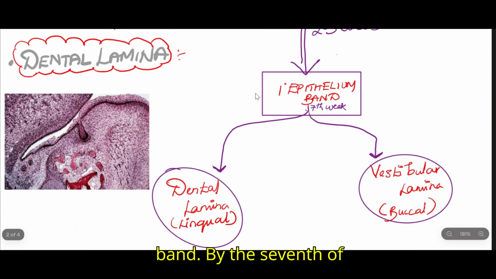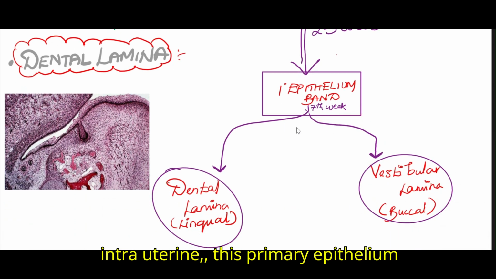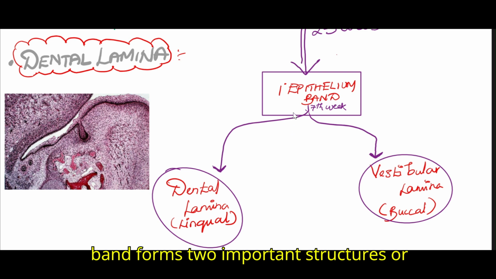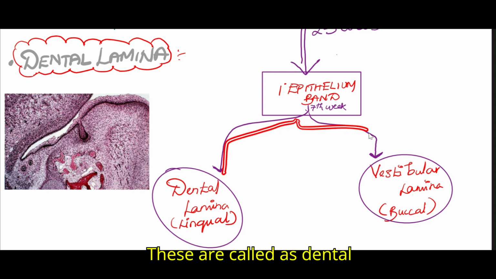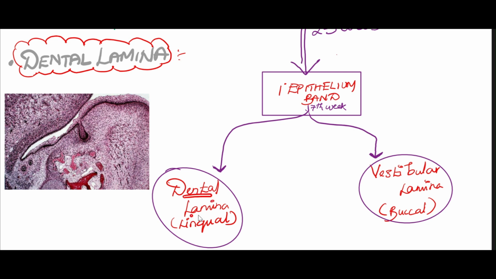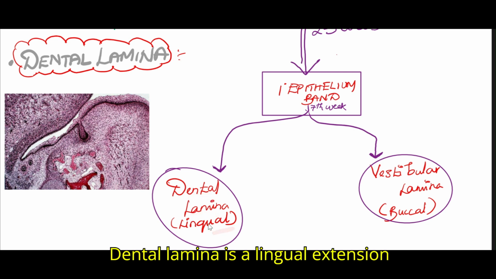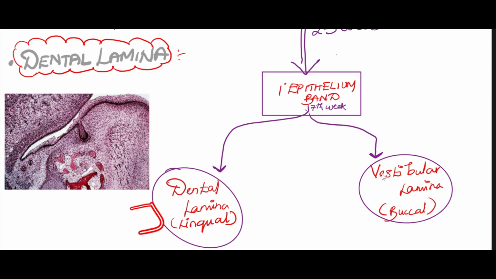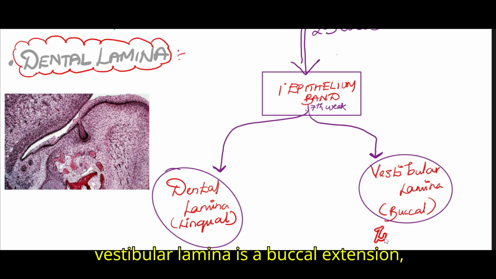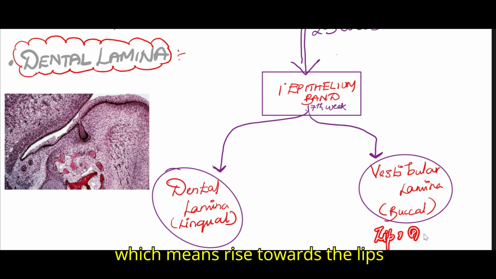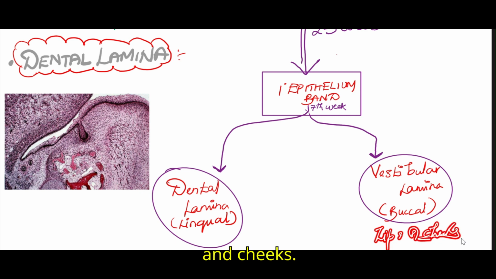By the 7th week of intrauterine life, this primary epithelial band forms two important structures or extensions. These are called dental lamina and vestibular lamina. Dental lamina is a lingual extension, which means it lies towards the tongue, and vestibular lamina is a buccal extension, which means it lies towards the lips and cheeks.